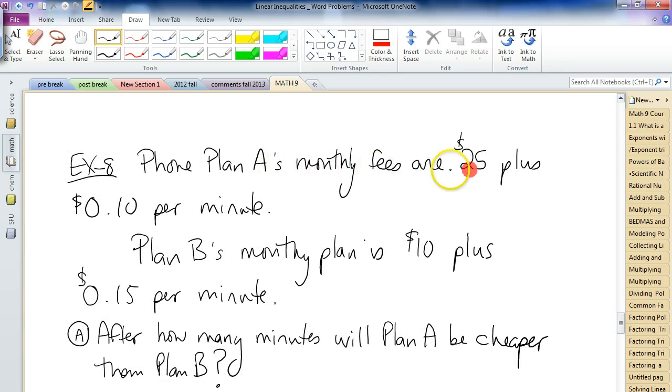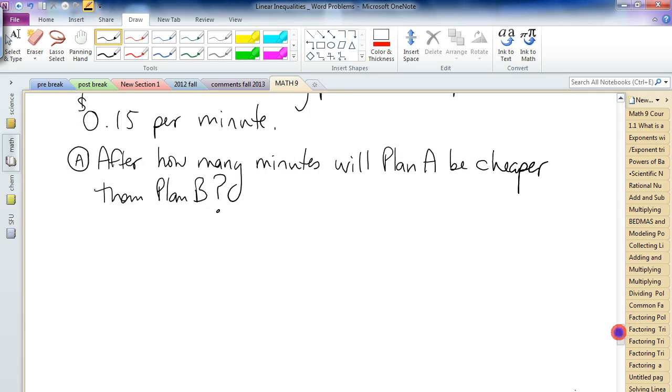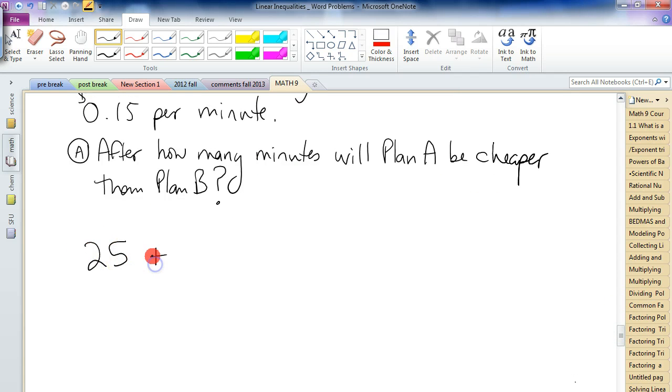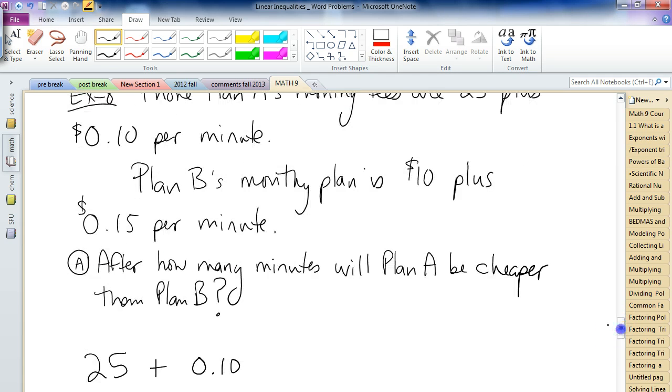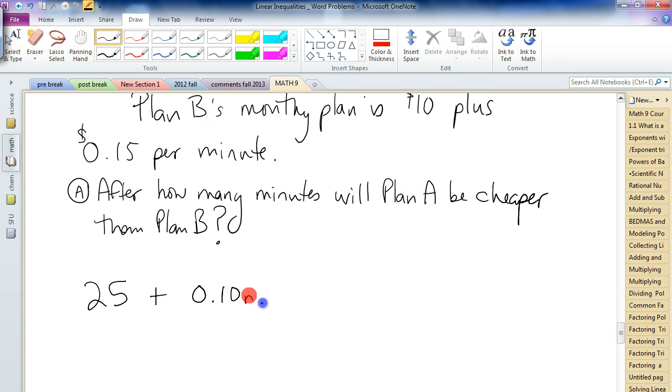What is phone plan A? $25 plus 10 cents a minute. So we're going to multiply. When you have the per minute, that means you're going to multiply these two things together. Call it M for minute. Phone plan B is $10 plus 15 cents a minute. So we want to see after how many minutes will plan A be cheaper, less than plan B.